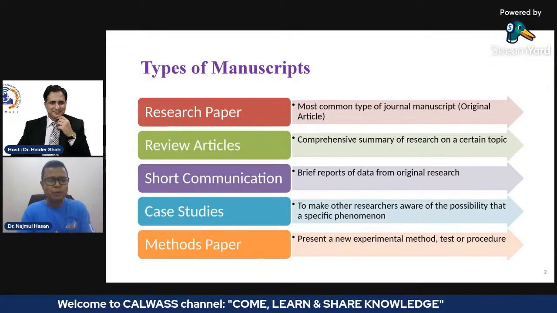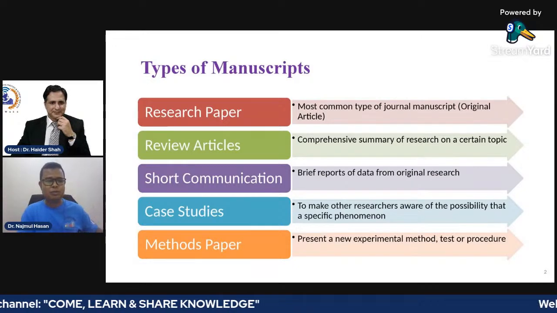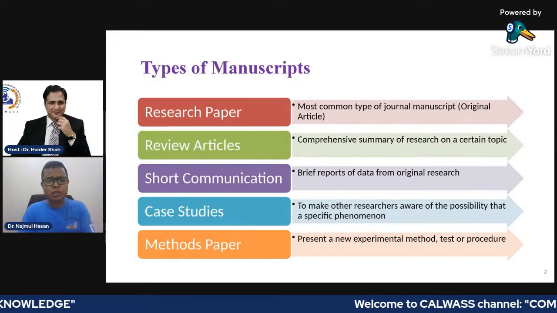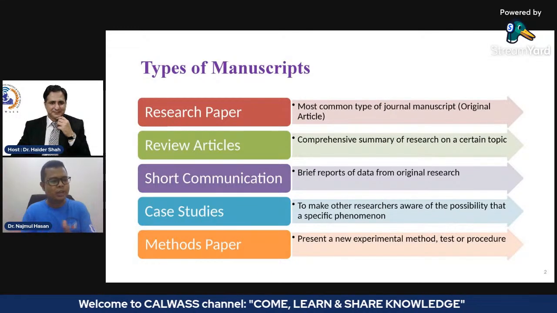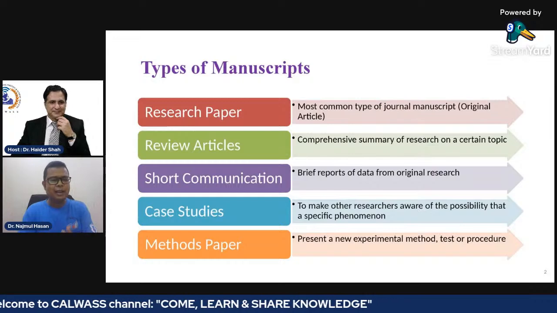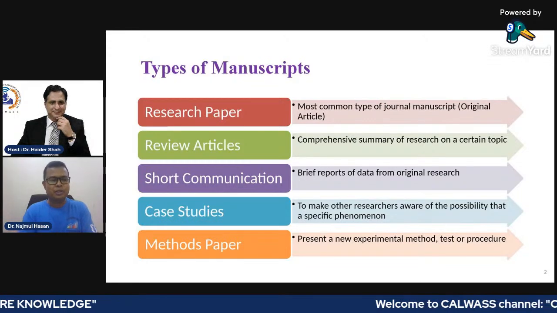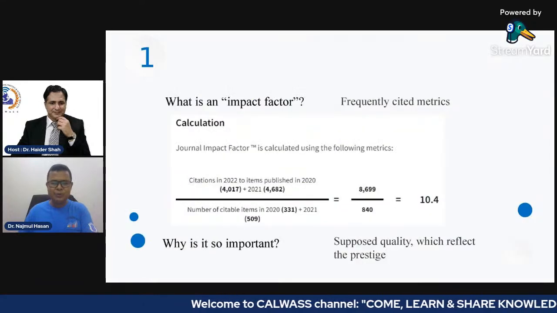We'll also talk about the review article, I mean the systematic literature review. We will not talk about short communication, case study, and method paper. The main topic is the research paper, popularly known as the journal article, and the systematic literature review: how we can do them and how we can publish in a high impact factor journal. This is the main secret. So let me go to the analysis.